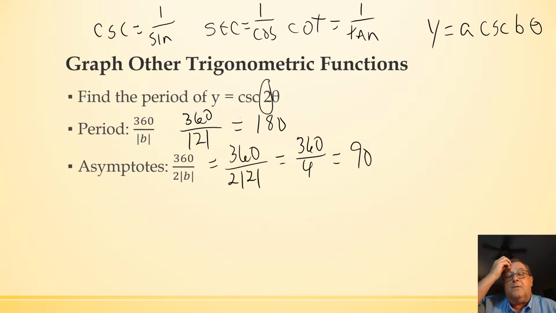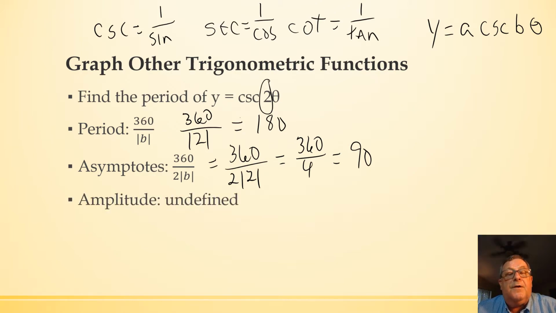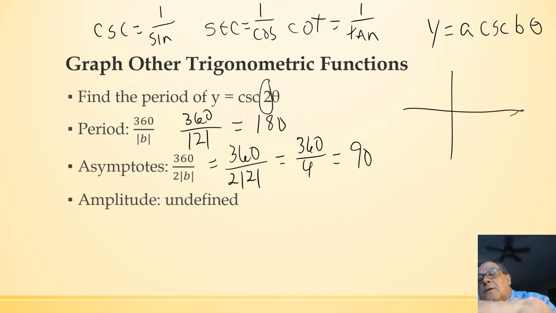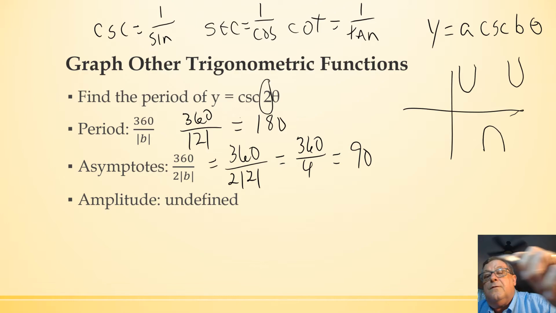So we'll have asymptotes every 90 degrees. And you see again, we're in degree, not radian mode. And let's see, what about amplitude? Well, it's undefined. Well, let's proceed then and graph y equals the cosecant of 2 theta. And I guess before we do, what's it kind of going to look like? Let's just say we're right here. It's going to kind of look like this, and this, and this. Let's go see if that's true.